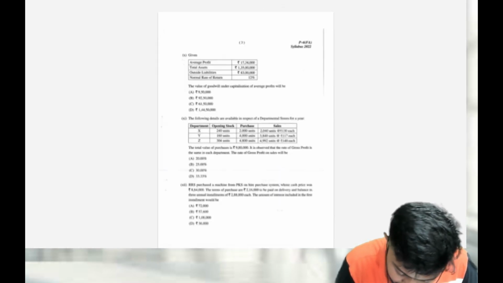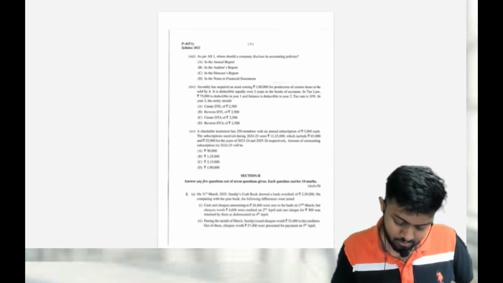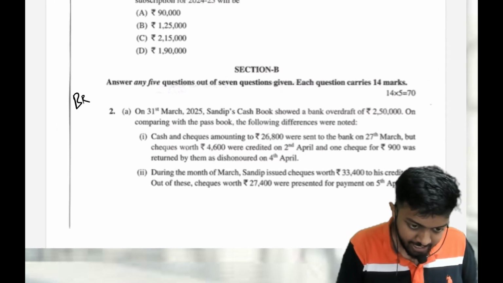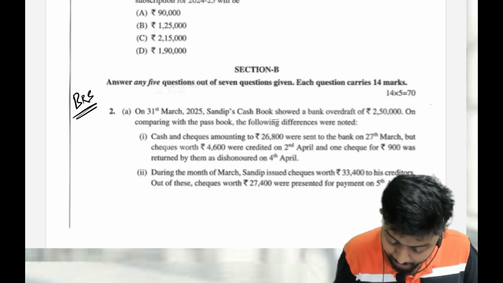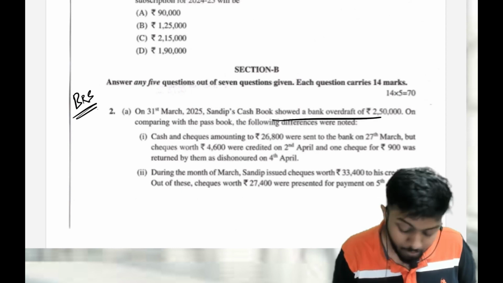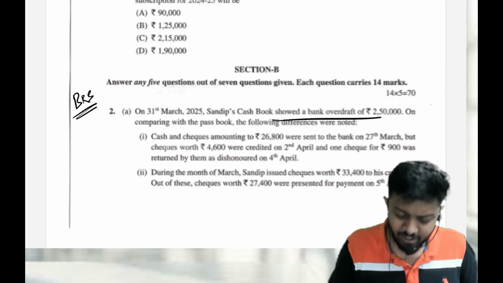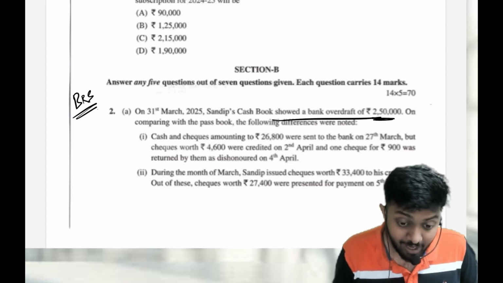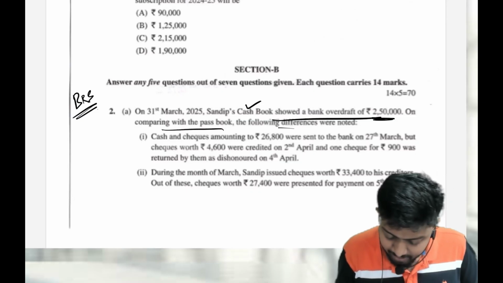What is relevant? Let's come here directly. DRS. Oh, no. So we have our favorite DRS question. Let's do it. On 31st March 2025, Sandeep's cash book showed a bank overdraft. Guys, here we have a bank overdraft. Whenever we have an overdraft, just put negative in the solution and start doing. Why take tension? So it's overdraft, negative balance, in our cash book. On comparing with the passbook, they have given us a difference.